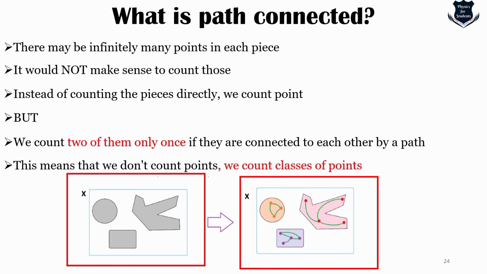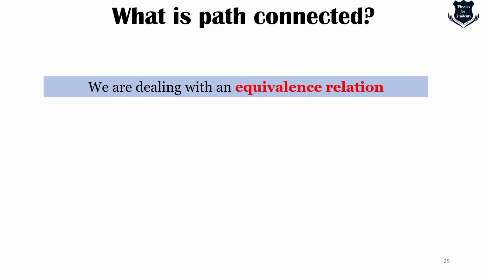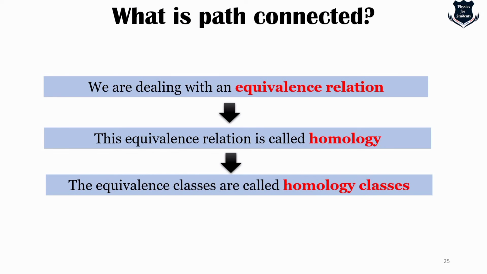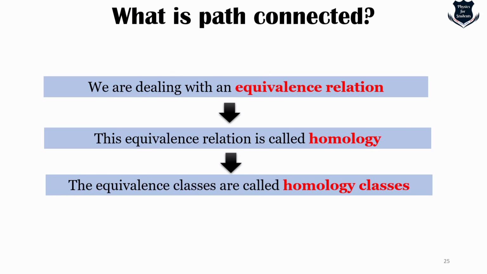So what happens is that we count two of them only once if they're connected to each other by a path, but that actually implies that counting is done based on the classes of points, how many the classes of points are divided, not on the points, because how much will we count? Infinite amount of points, right? So we are dealing with an equivalence relation. We will talk about it, and this equivalence relation is called homology, and the equivalence class, the entire class which deals with this equivalence relation, is called homology classes. So that would be basically our next point of discussion.